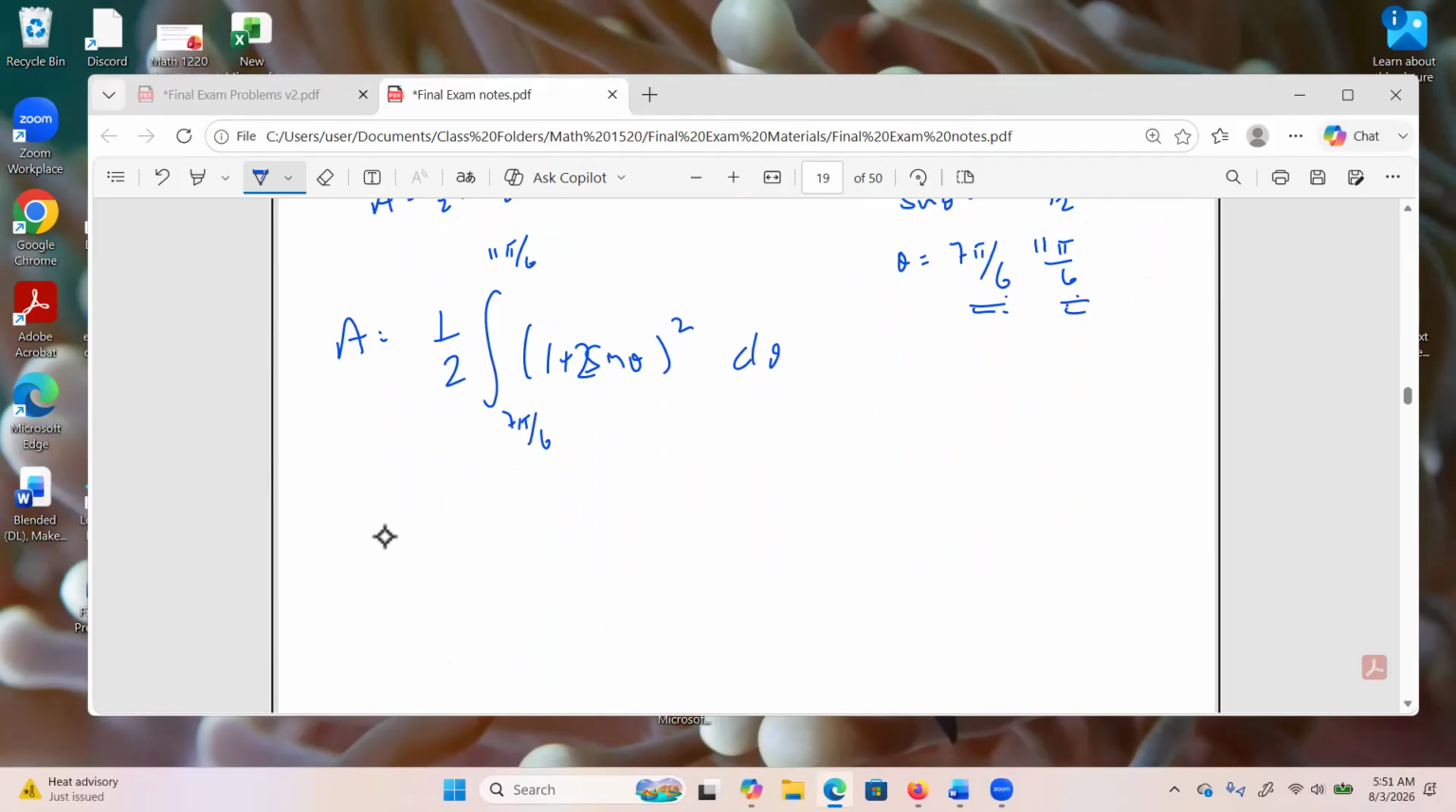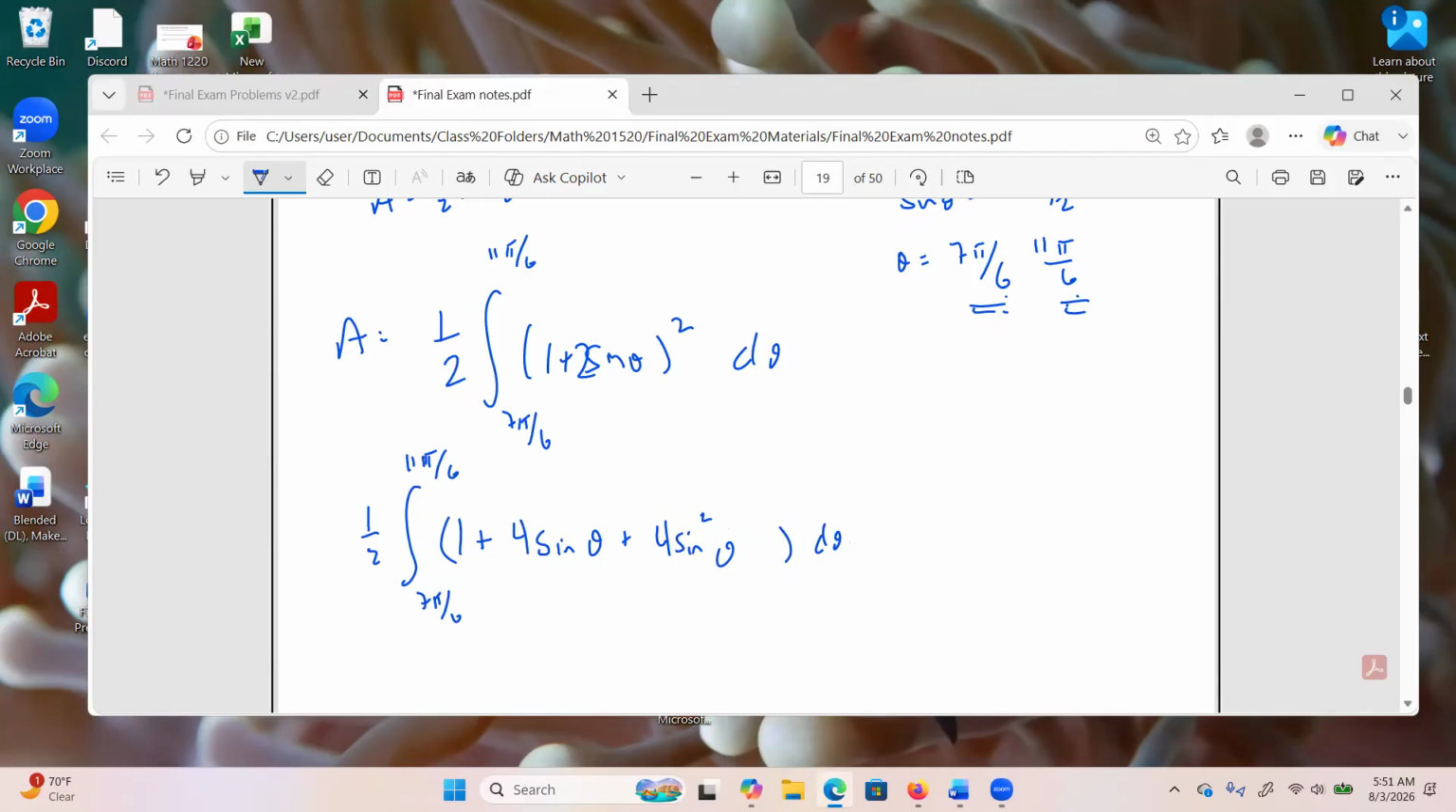Okay, so we have 1/2 the integral from 7 pi over 6 to 11 pi over 6. All right, and then we multiply this out. That's going to be 1 plus 4 sine theta plus 4 sine squared theta, all times d theta. Okay, well, we can't quite integrate this yet because sine squared theta doesn't really have a nice integral for us.